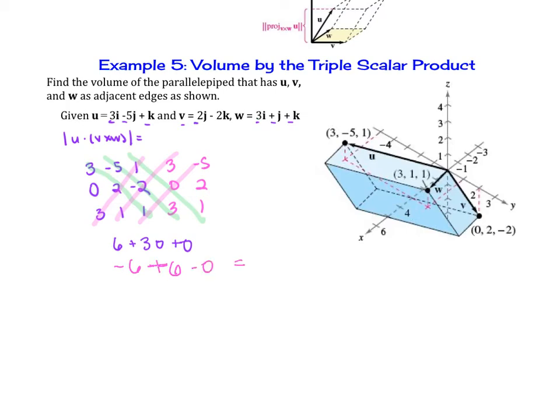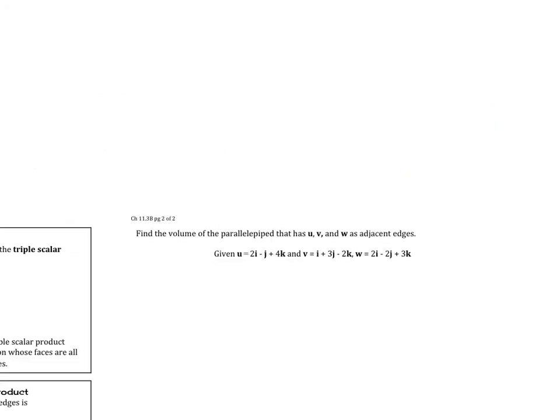So then let's simplify. This is going to be negative 6 plus 6, that's 0, and then this is 36 here. Now when we're finding it, notice that we have the absolute value. We are looking for volume, so it needs to be positive. If it's ever negative, just make sure that it is positive. So therefore, the volume of this parallelepiped is 36. Very fun word.